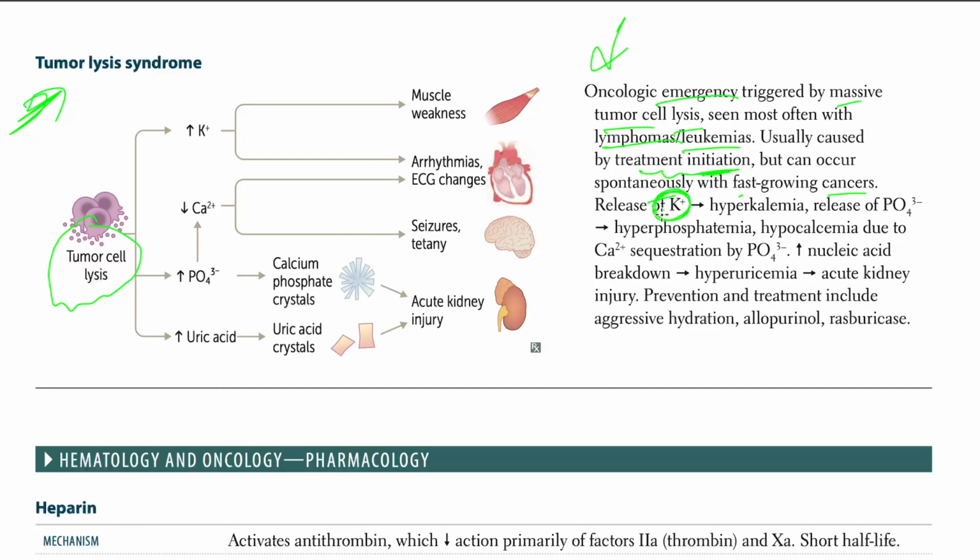Release of potassium leads to hyperkalemia. Release of phosphate leads to hyperphosphatemia. Hypocalcemia due to calcium sequestration by phosphate. Increased nucleic acid breakdown, which leads to hyperuricemia, leads to acute kidney injury, which leads to increase in BUN and creatinine.